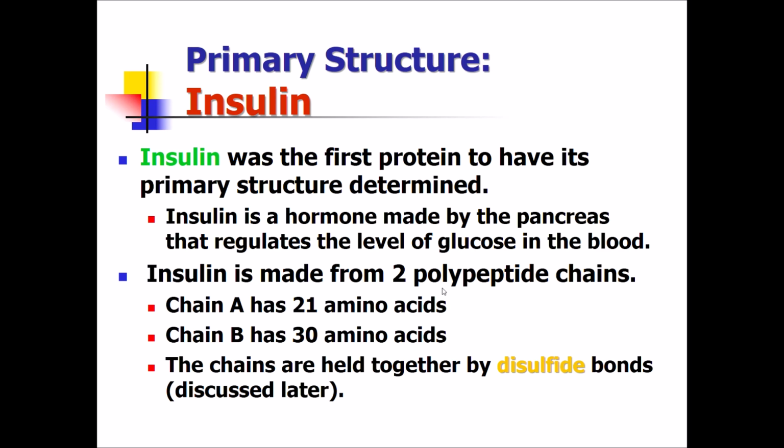Insulin is made from 2 different polypeptide chains. So there's actually 2 different chains that make insulin. There's an A chain, which has 21 amino acids, and then a B chain that has 30 amino acids. So there's 51 amino acids in all in insulin. The 2 different chains, which are side by side, are held together by disulfide bonds, which we're going to talk more about in the future.